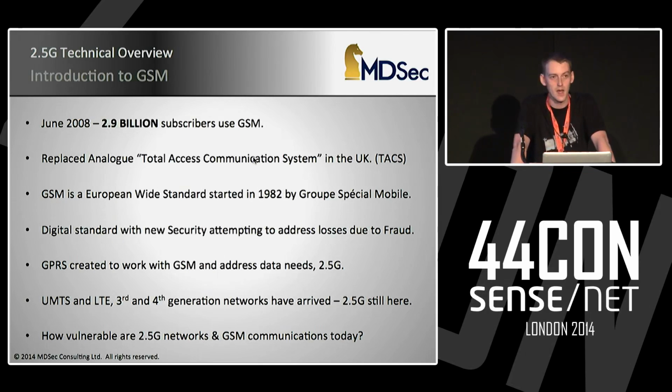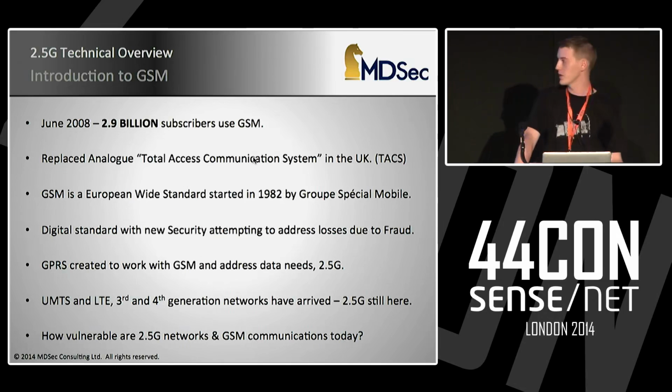On June 2008, there was around 2.9 billion subscribers who were using GSM. And it replaced the Total Access Communication System in the UK, which was the older legacy analog environment, which was vulnerable to snarfing, where people would take ESNs and MINs and reprogram them into phones for cloning users' bills. So it's a European-wide standard, which was started in 1982 by Group Special Mobile, and that has security features in it that were introduced to prevent the losses that they were sustaining on the mobile phone companies due to a wide range of fraud.